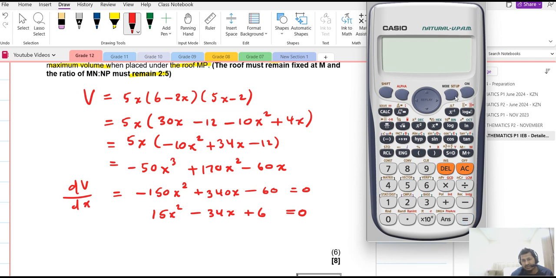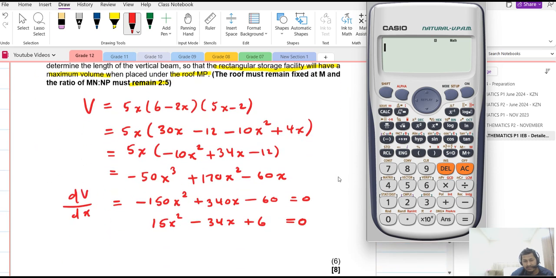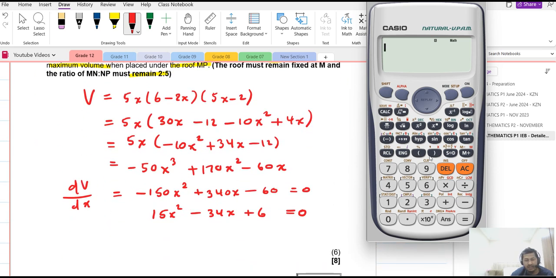Alright, so obviously the negative answer for x we're going to reject. Should we reject the negative answer? We have to check, because if the distance becomes negative then we have to reject. Yeah, x has to be positive because the width is 5x. So we have to use the quadratic formula here to show the answer.